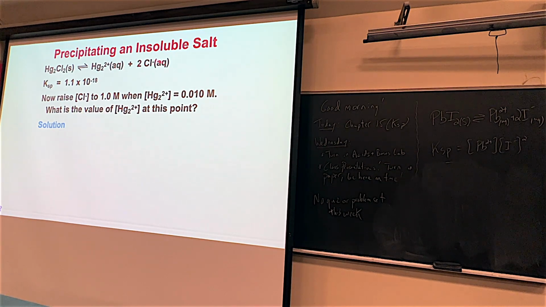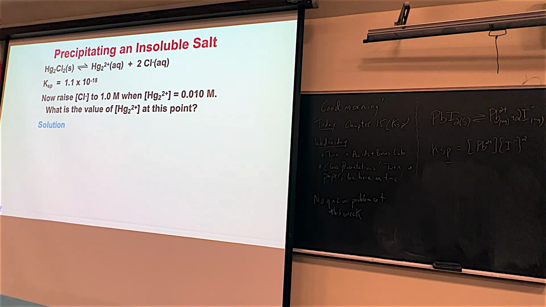As we start adding chloride, by Le Chatelier's principle, will this reaction go more to the left, more to the right, or will it do nothing? To the left, that's right. If you add something, it moves to the opposite side. We're adding a ton of chloride here, and that's going to make this reaction move to the opposite side, to the reactant side. So we're going to see lots and lots of Hg2Cl2 precipitate.